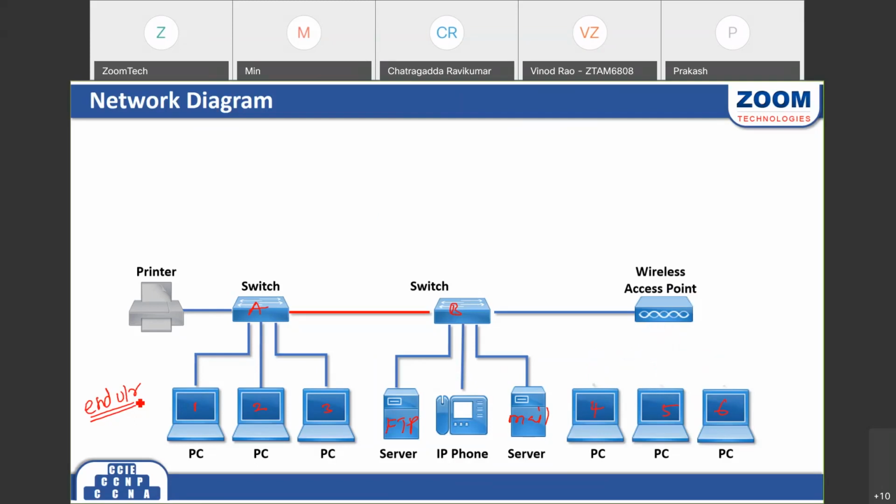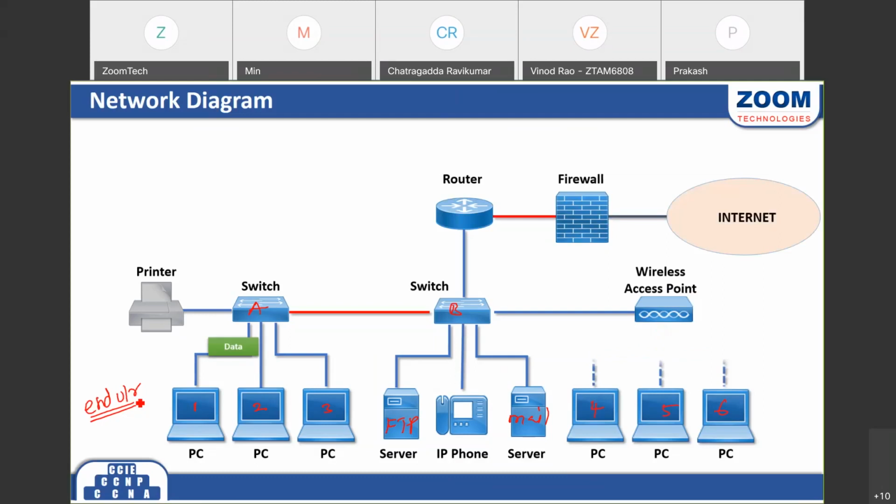So don't think that all end user devices are connected to a firewall or router or some other device. End user devices are connected to which devices? Switches and access points. Now from the switches and access points, only one cable is connected to the router to enable communication between two or more different logical networks, then router to firewall, firewall to internet. Data transmission is happening.